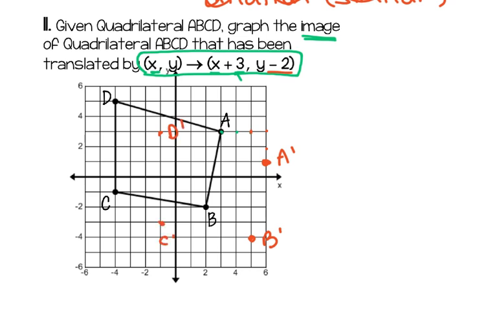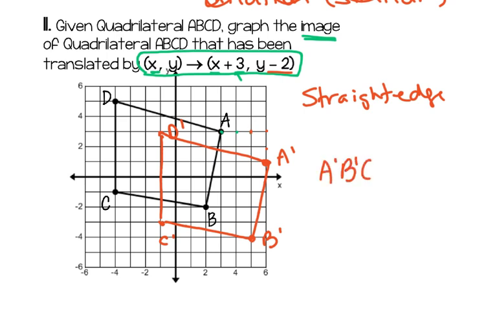When you're done making all of those movements, then you're going to get a straight edge. You need to use a straight edge. I don't want to see any wobbly lines. You're going to connect these points and make a new quadrilateral that will be congruent to our pre-image. And so we can say A prime, B prime, C prime, D prime is congruent to A, B, C, D.